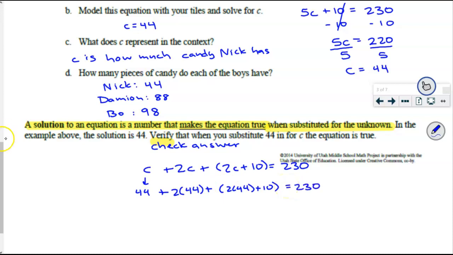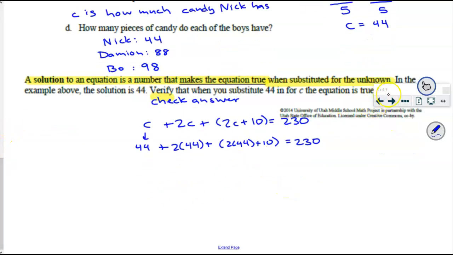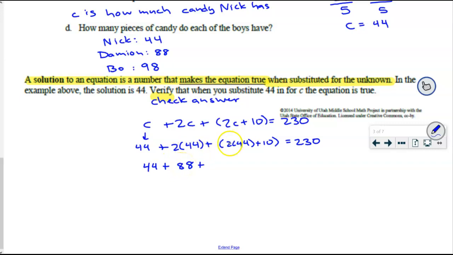And you have calculators that can help you out with this. But when you're at home, you probably don't have those calculators anymore, so we should still know how to do this. 44 plus 2 times 44 is 88. Plus 2 times 44 is 88 plus 10 is 98. And is 44 plus 88 plus 98 really equal to 230? Yeah, it is. It checks out. That's verifying.